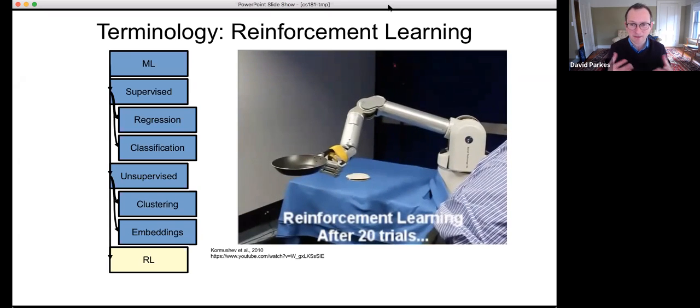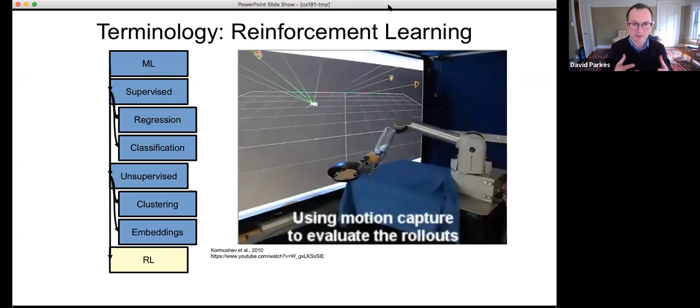So what's happening here is it's understanding the state. It's doing that through this motion capture. And it's gaining reward feedback. Did I successfully flip the pancake? And look, it's doing it now.